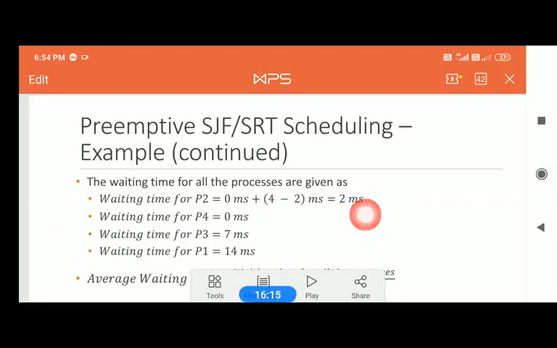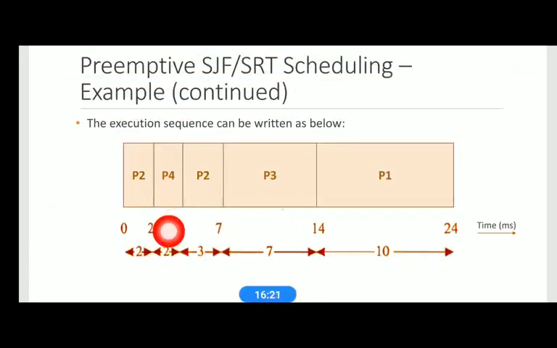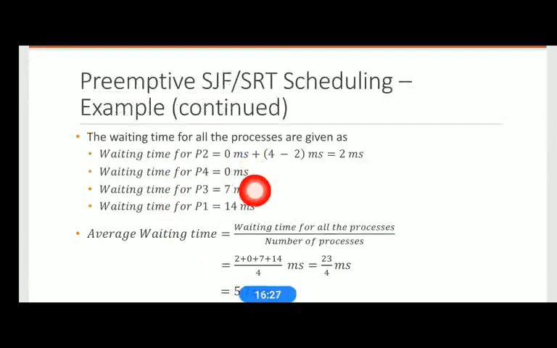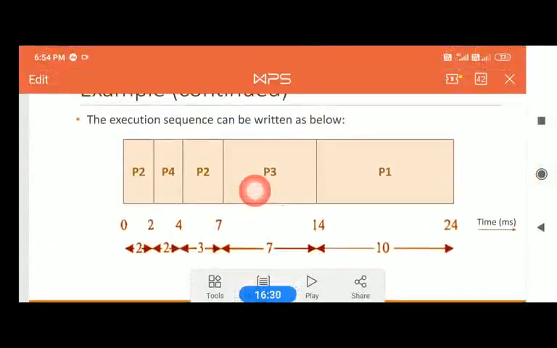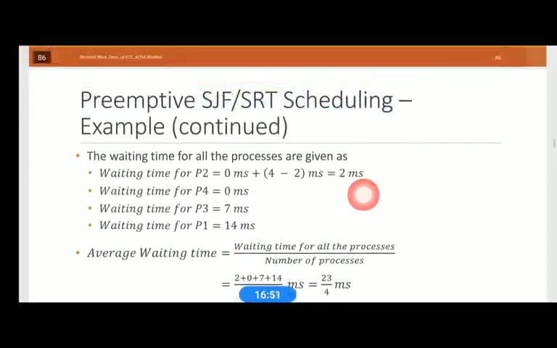Right, then P4 is waiting. Here you can see P4 has no waiting, means as soon as P4 enters the queue it starts its execution, so 0 millisecond. Then P3 is waiting from 0 millisecond to 7 millisecond, so total P3 waits before its execution starts, total 7 millisecond. And P1 is waiting from 0 millisecond to 14 millisecond in the queue before its execution starts, hence 14 millisecond is the waiting time. So P2 is 2 millisecond waiting time, P4 is 0, P3 is 7, and P1 is 14 milliseconds.